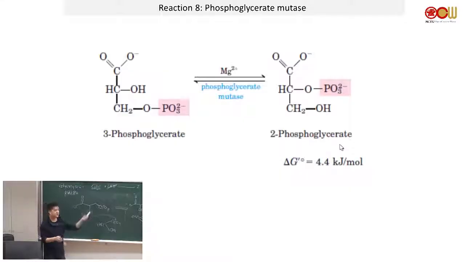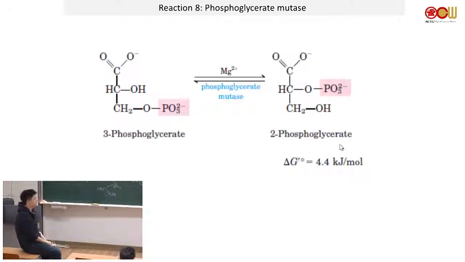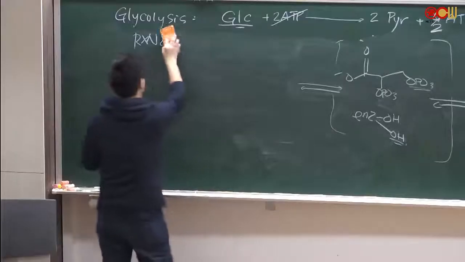Here's a general question for you guys. This enzyme is a mutase. You change the position of your phosphate, but why is the delta G positive? Because your negative charges are too close. Make sense? Okay. All right.